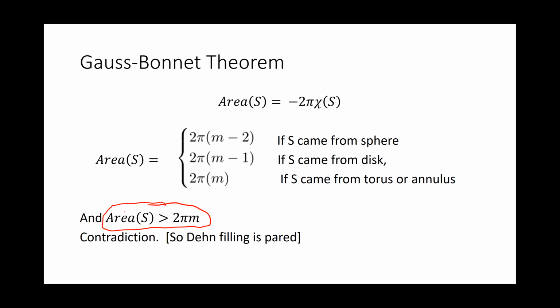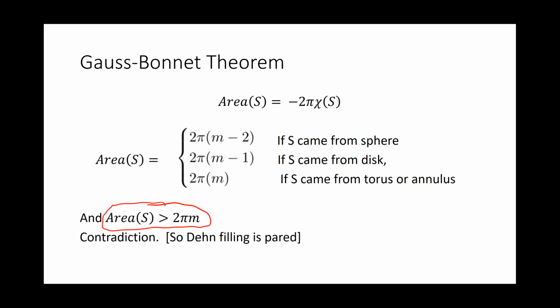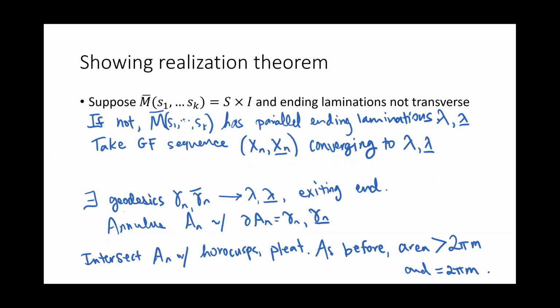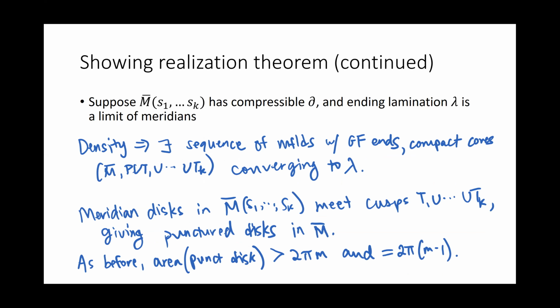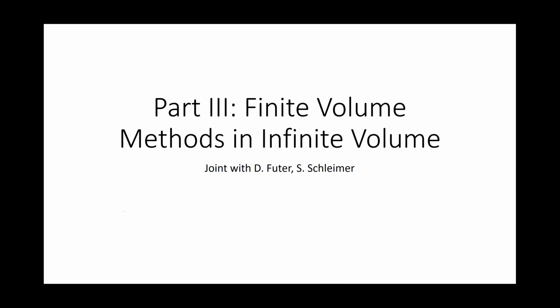And I was going to say something very briefly about these other realizations, but they're quite similar. You use limits of annuli and you use limits of disks. So I will stop there. So, conclusion: we have a paired manifold, the realization theorem applies, and so therefore we have the sixth theorem. Okay, that is the end of this second talk.